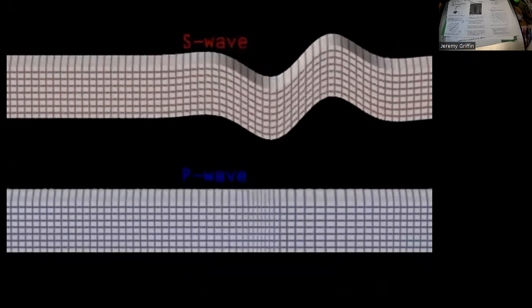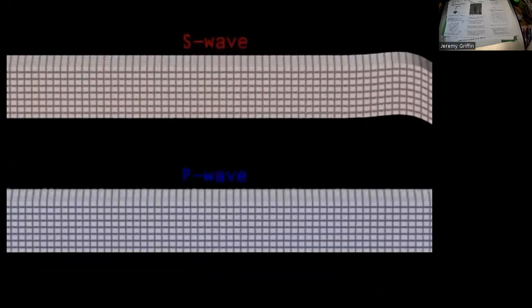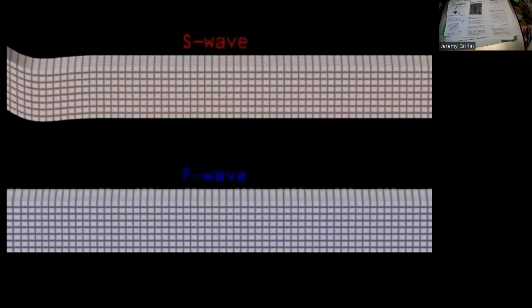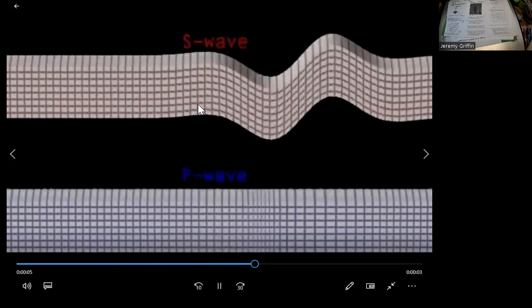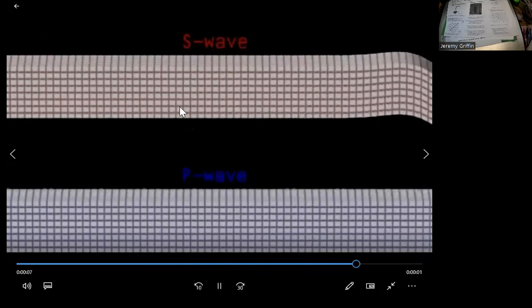Now, I've heard P and S could stand for pressure and shear, which is true because that is a pressure wave and that is a shear wave. That type of motion.